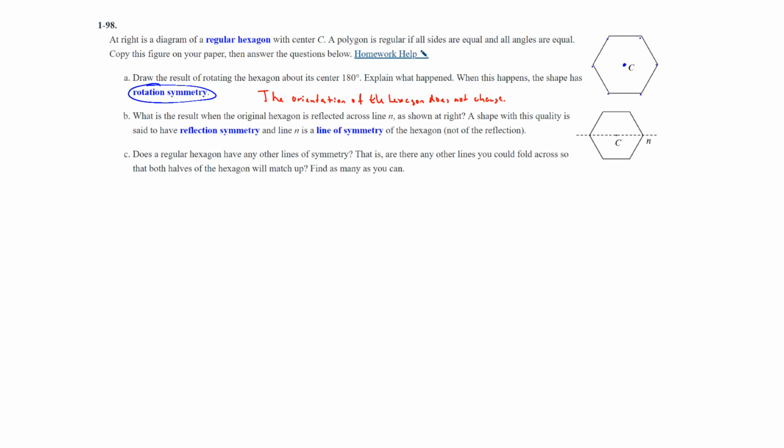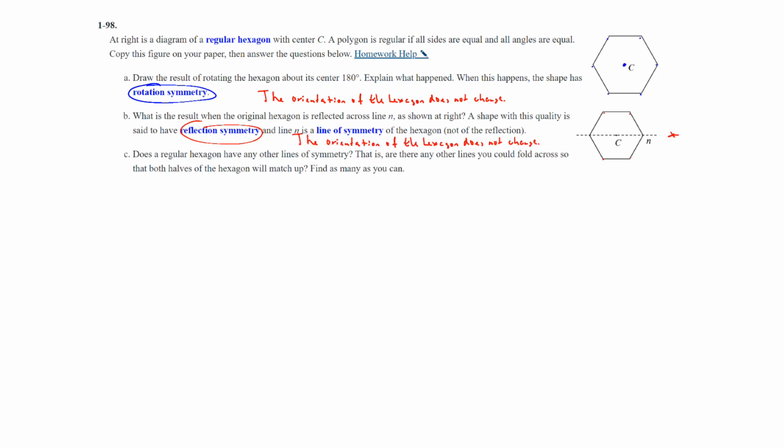Part B, what is the result when the original hexagon is reflected across the line N? And that's here on the second figure down here. As shown at the right, a shape with this quality is said to have reflection symmetry. So if we reflect this, then this point becomes over here, and that point there. Once again, nothing really changes, and this is called reflection symmetry. The line N is the line of symmetry of the hexagon. So once again, the orientation of the hexagon did not change in this case.